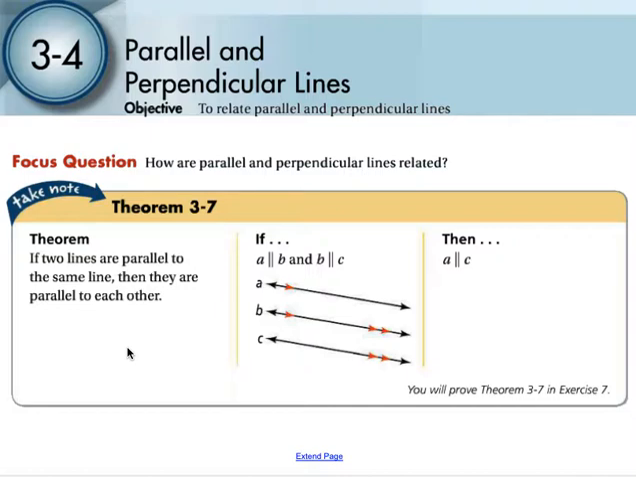Well, this first theorem says that if two lines are parallel to the same line, then they're parallel to each other. It's kind of a transitive property. And so in this case, if we have A parallel to B and B is parallel to C, then we can say A is parallel to C.